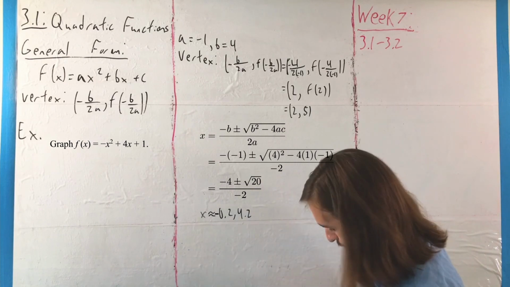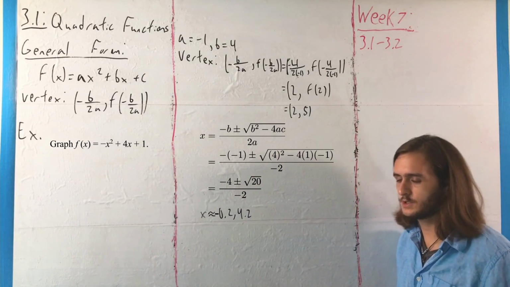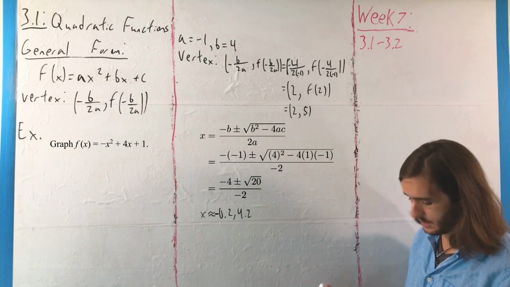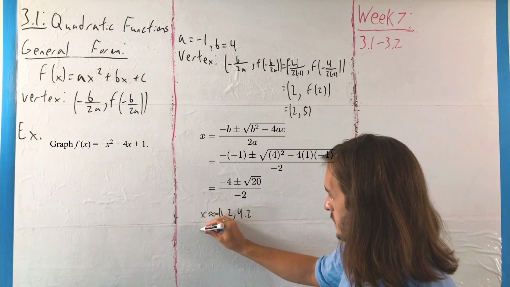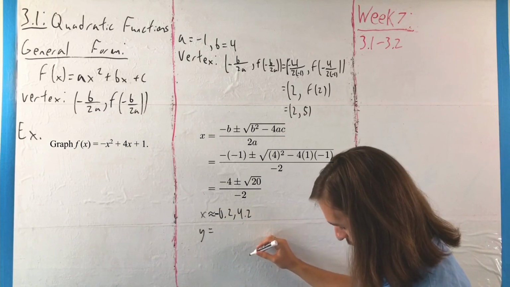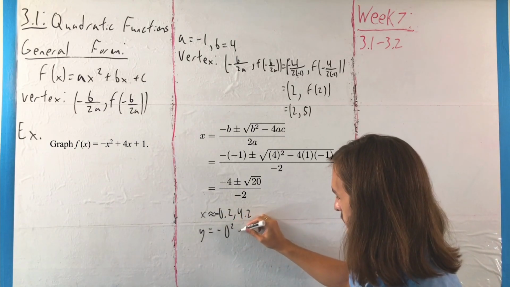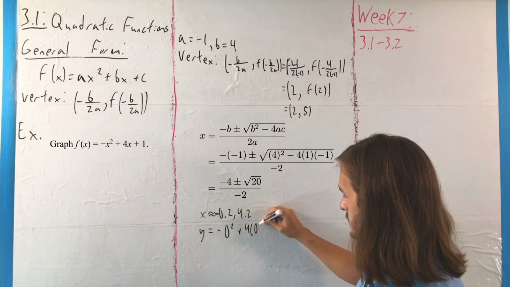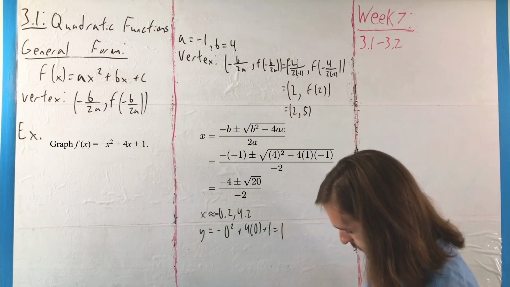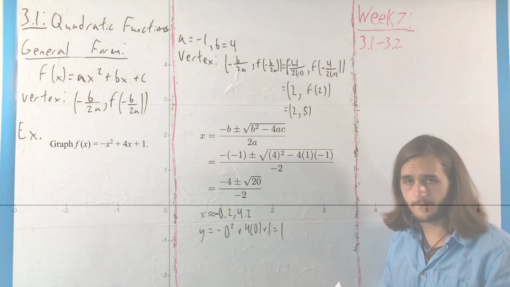If we want to deal with the y-intercept, well, y is equal to f of 0, so that'd be negative 0 squared plus 4 times 0, not a whole lot doing yet, plus 1, so you get y is equal to 1. And if we want to graph this, we'd have our x-intercepts at roughly negative 0.2 and 4.2, along with 0,1, and the vertex at 2,5, so we'd end up with something tracing those points out a bit like this.